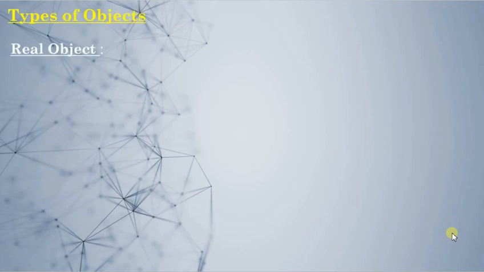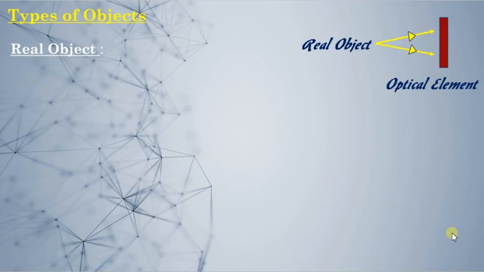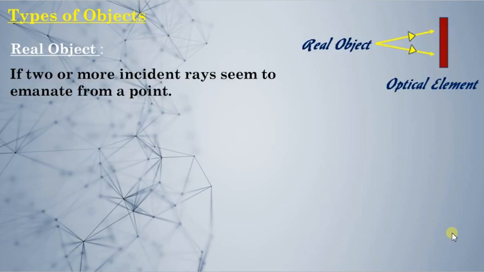Now let's see what are the types of objects. We have two types of objects called a real object and a virtual object. Let us think that a light is coming from an object. One thing we have to keep in mind is that from a source, the light travels in all directions. But for our study purpose, we are just going to take two or three rays of those infinite number of rays. So here I am going to have a real object and I am just taking two rays that are coming from the real object.